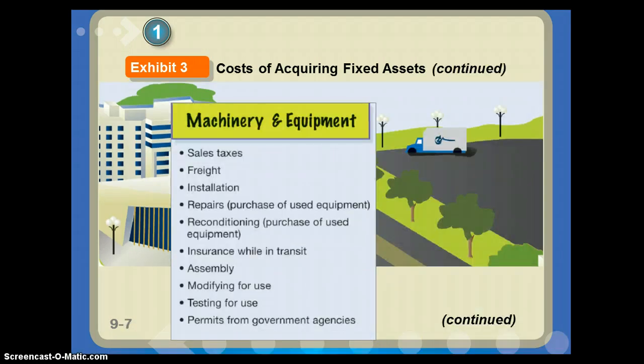Another example is for machinery and equipment. Sales tax. Without paying sales tax, we don't get the machinery. Freight, delivery. We have to have it delivered to us, maybe installed. All of these items have to be done or paid for in order to have that machinery and equipment and use it. Therefore, those are part of the costs of that asset.